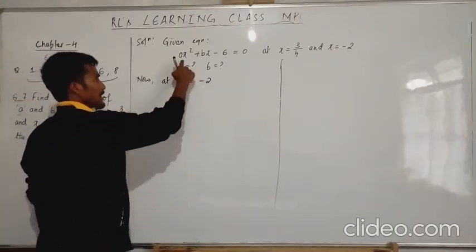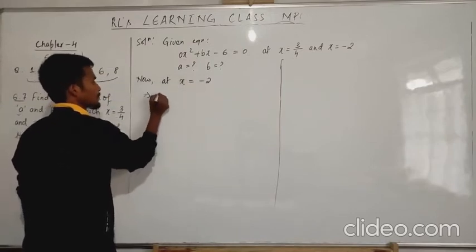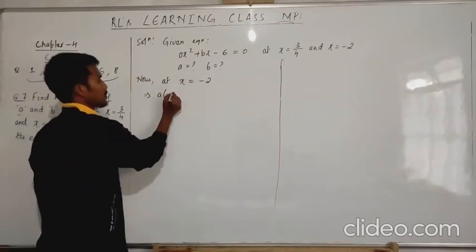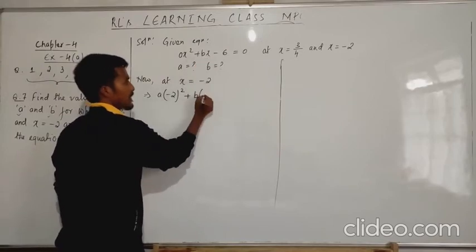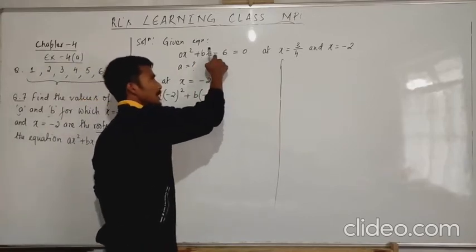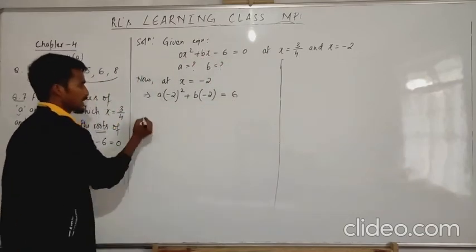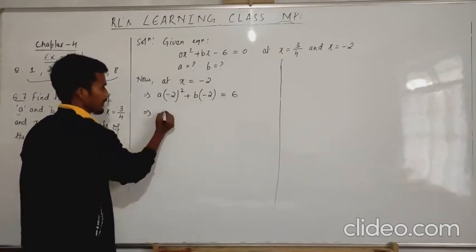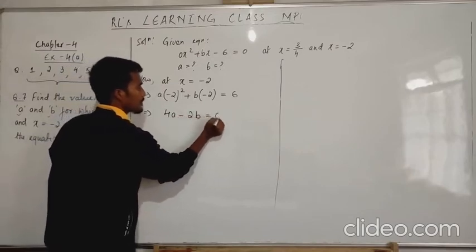Now do it like this. In place of this x, what do we have to put? Minus 2, and you get a times minus 2 whole thing squared, then plus b. In place of this x, we put minus 2. Then this minus 6 from the left side, I'll take to the right side and change to plus. Then what do we get here? 2 to the power 2, we got 4. Then 4a, then minus 2b equal to 6.